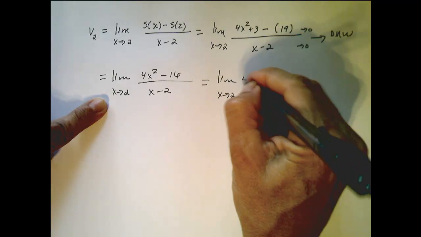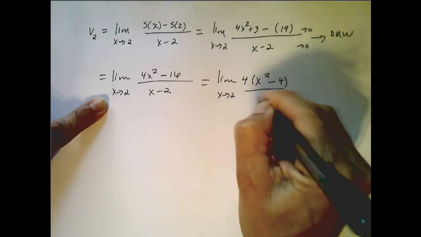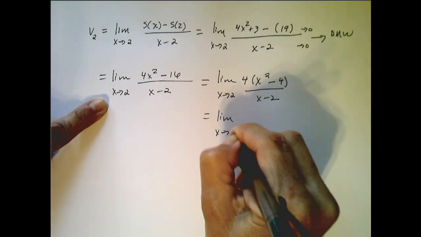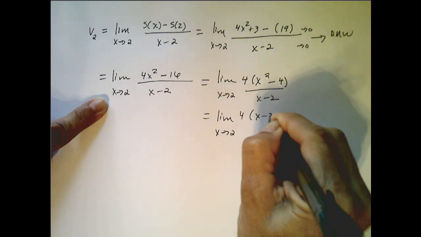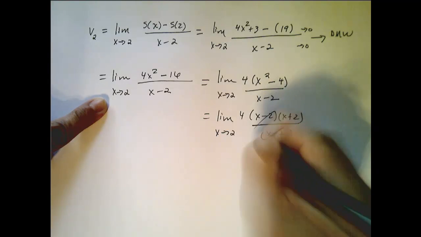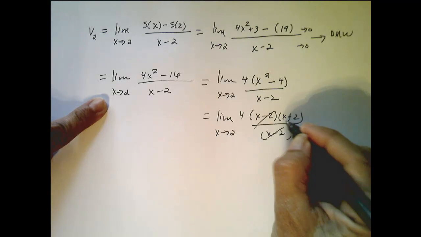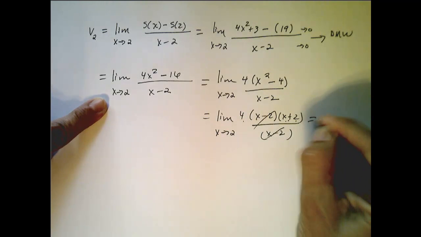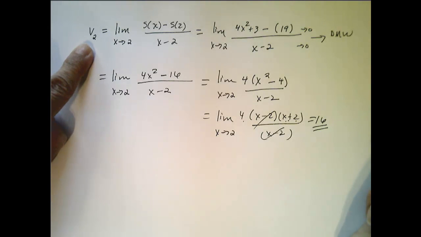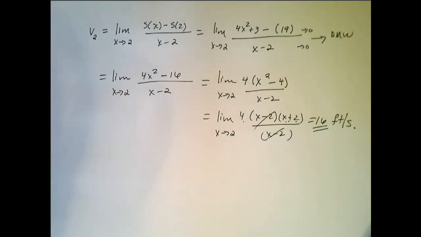I'm going to factor out a 4, and then I leave behind an x squared minus 4 all over x minus 2, which is equal to the limit as x goes to 2 of 4 times x minus 2, x plus 2, all over x minus 2. And now I'm ready to do direct substitution. So if I plug in 2, I get 2 plus 2, which is 4, times 4, or 16. So that tells me that the instantaneous velocity at 2 is 16 feet per second.